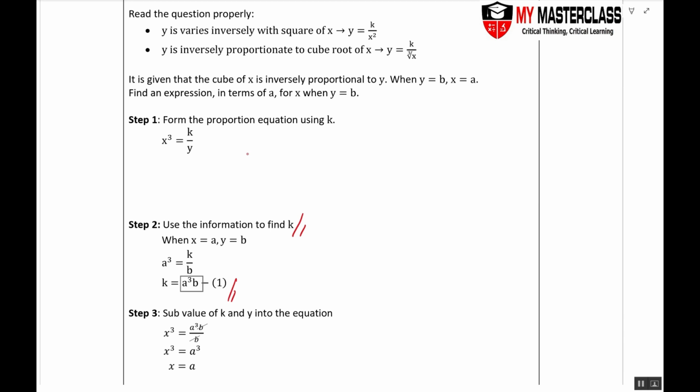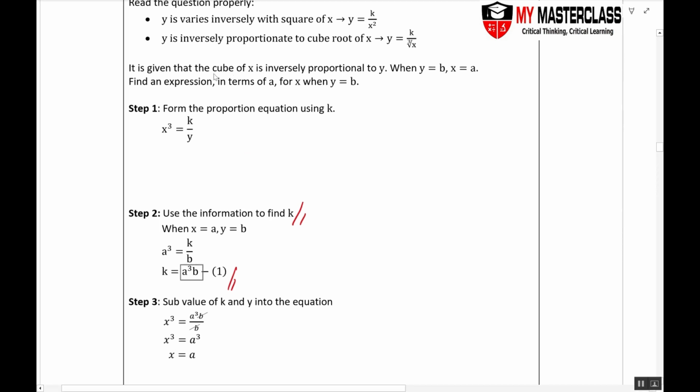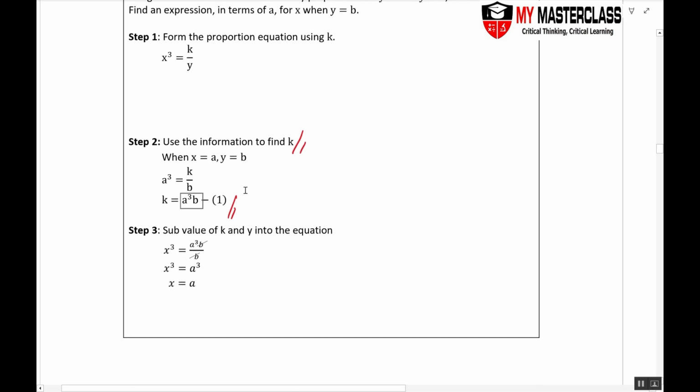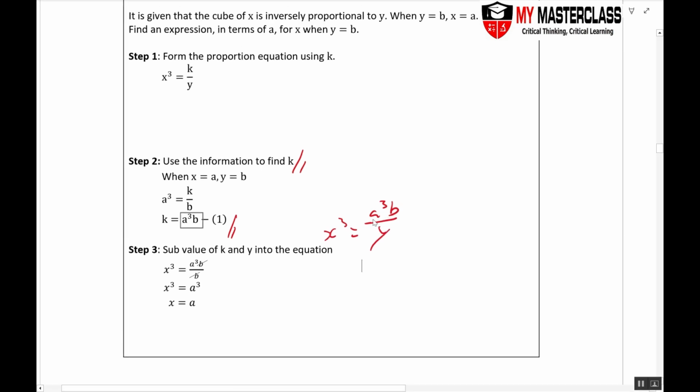Sometimes you are not given exact numerical values. It could be in terms of other constants where they are represented by other letters. So you're asked to find an expression in terms of a for x when y equals b. Now that I have k, I have the equation x cubed equals a cubed b over y. I throw in the value of y equals b, the b will cancel out, where x cubed equals a cubed. So x equals a, that is it.